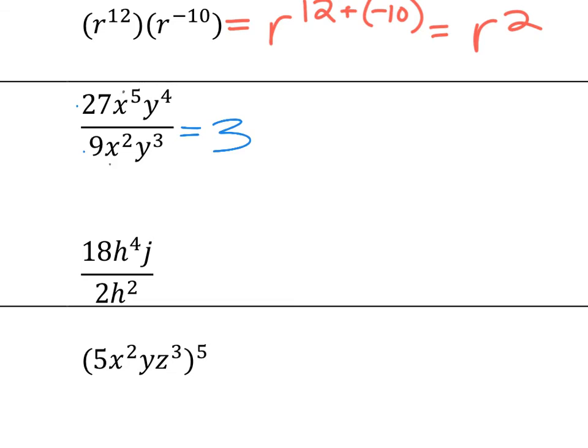The x's are on top of each other, so they match. This would be x to the 5 minus 2. There's also y's on top and bottom, so I'm going to use the quotient rule there as well. This would be y to the 4 minus 3. Then I just simplify it down. This would be 3 x to the 3rd power, y to the 1st power, or just a y. You take it piece by piece. Good old-fashioned numbers, letters that match, piece by piece. X's and Y's, or A's and B's.